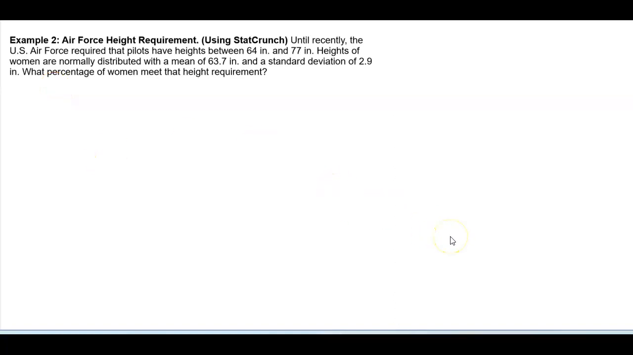Example 2, Air Force height requirement using StatCrunch. Until recently, the U.S. Air Force required that pilots have heights between 64 inches and 77 inches. Heights of women are normally distributed with a mean of 63.7 inches and a standard deviation of 2.9 inches. What percentage of women meet the height requirement?